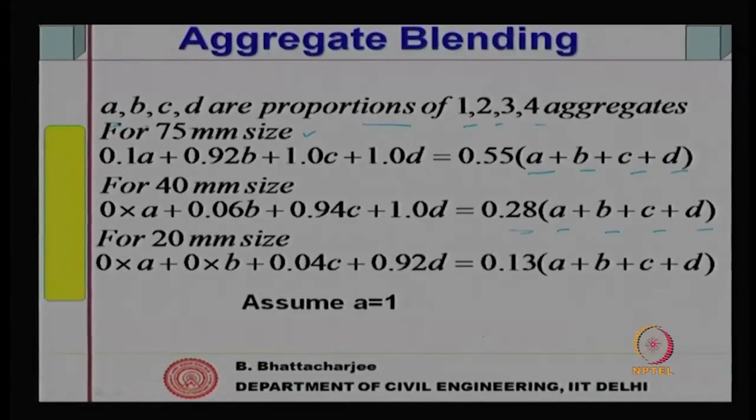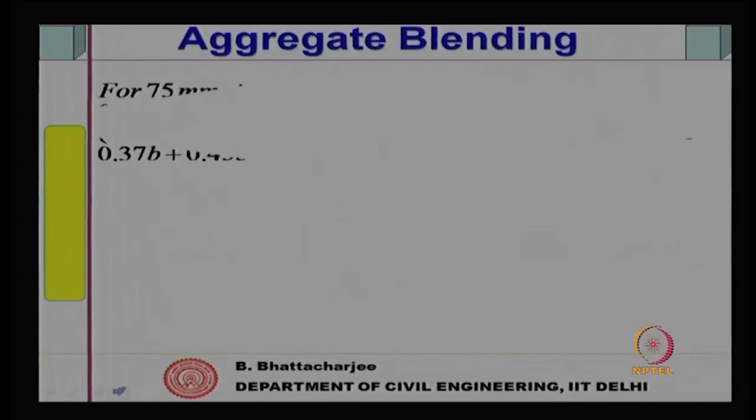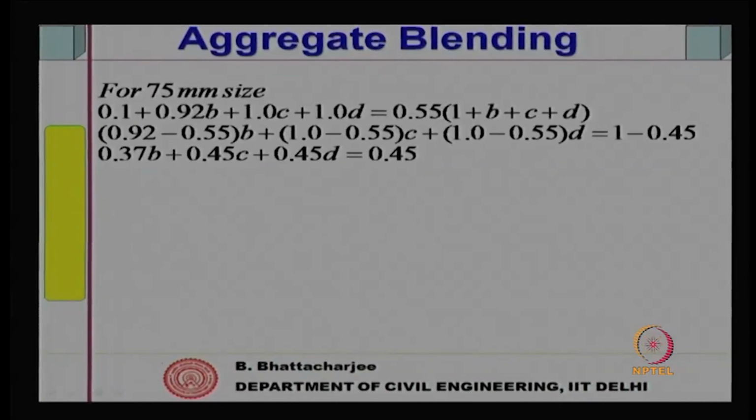Here, of course, we have done one thing: we have assumed A equals 1. So, that unknown is eliminated straight away, and I need only 3 equations. If I assume A equals 1, all the rest can be obtained as a fraction of A itself. So, assuming A equals 1 for the 75 mm size, I get an expression involving B, C and D.